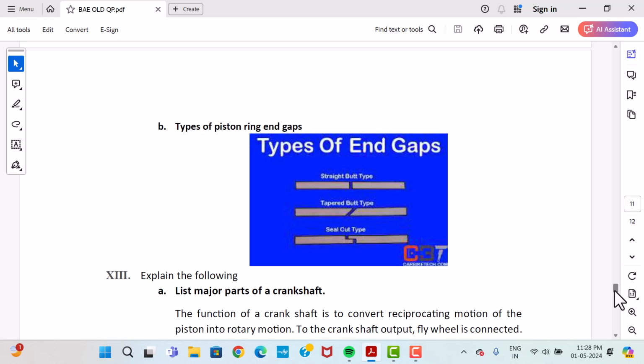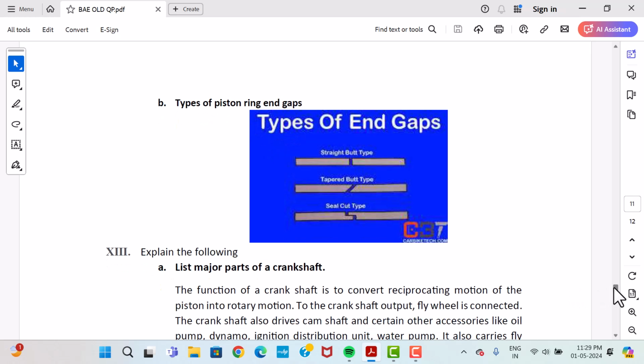The second question is what are the different types of piston ring end gaps? So you have to draw some figures to explain this. There is the straight butt type, that is a straight cut. You can see the straight butt type piston rings. If it is an inclined cut, that is called the tapered butt type piston ring. It is a step cut. You can see the step cut, or sometimes it is called the seal cut type oil rings.